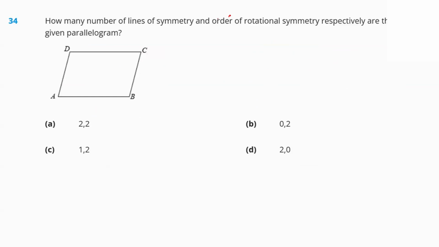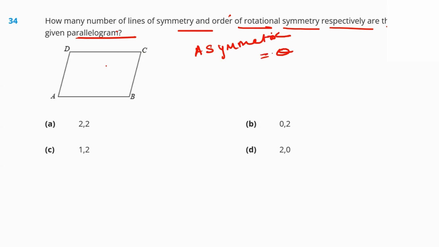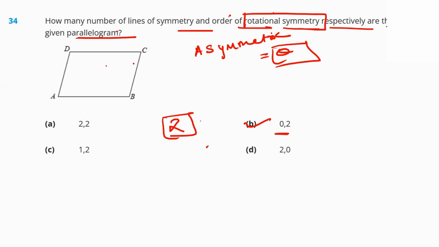Question number 34. How many lines of symmetry and order of rotational symmetry respectively are there in the given parallelogram? A parallelogram is an asymmetric figure, which means it has zero lines of symmetry. Only option B has zero written. That's our answer. Moreover, if we just need to check for rotational symmetry, a parallelogram fits into itself two times in 360 degrees. First at a 180 degrees turn, then at a 360 degrees turn. So 2 is the order of rotational symmetry.